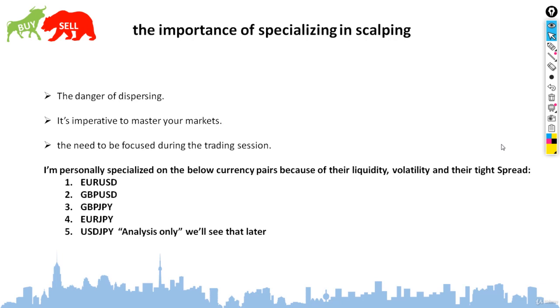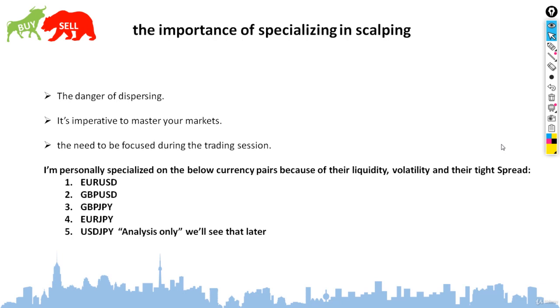That's the point I want you to understand in how to choose the best currency pairs to trade. The third point: you need to be focused during the trading session, because scalping is very fast. It's not day trading or swing trading where you have a lot of time to think and confirm configurations and patterns. In scalping, you have to be focused and not disturbed by your phone or WhatsApp or Facebook or whatever.